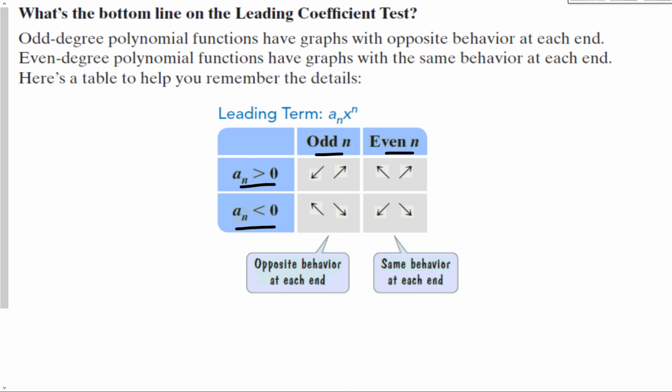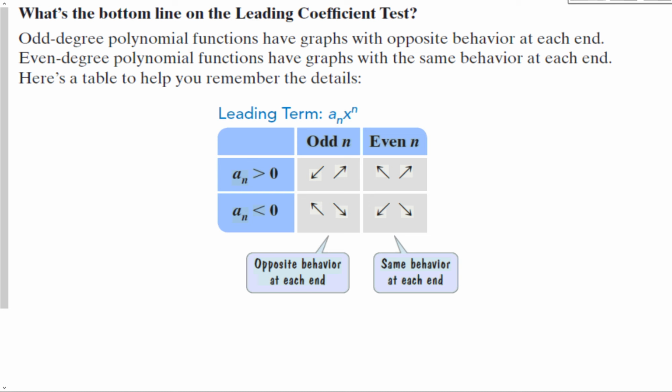So the way I like to remember this is that odd functions are going to go different directions, even functions are going to go the same. And if a is positive, the graph ends positive. If a is negative, the graph ends negative, if it's an odd function. With even, if it's positive, they go up. If it's negative, they go down. So that's sort of the way I try to remember these things. Use whatever technique you kind of like.